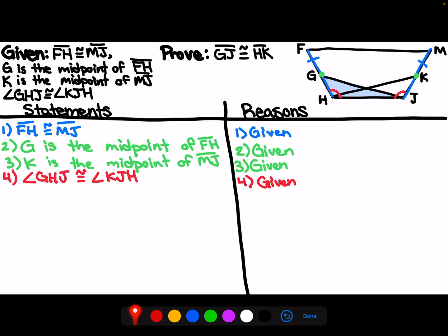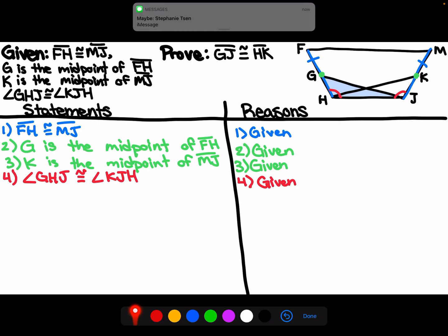Now, I chose this triangle down below here, triangle GHJ, because first off, I'm given FH and an angle down here. Now, if I try and prove this triangle, well, there is no triangle with FH total, but I can use GHJ. Further, our goal is to prove that GJ is congruent to HK, which are these segments right here. So we need to prove that these segments are congruent. Well, that's part of the triangle.